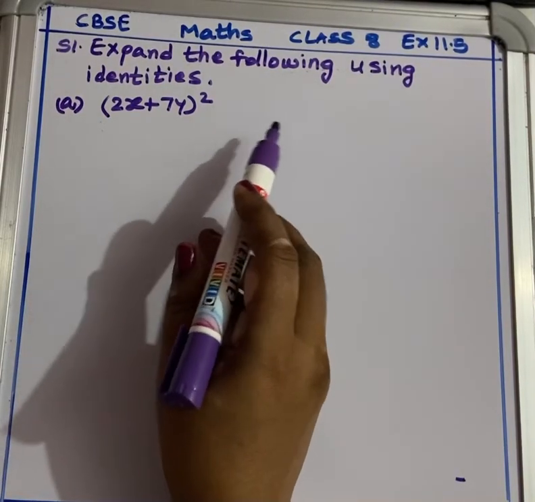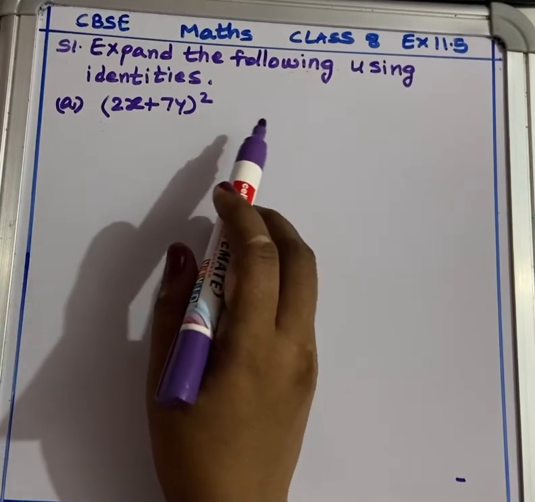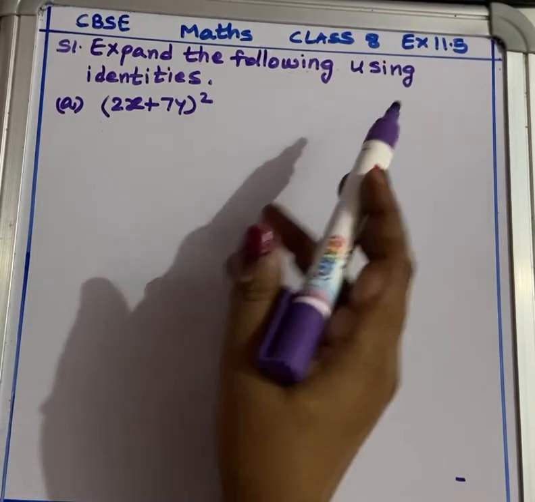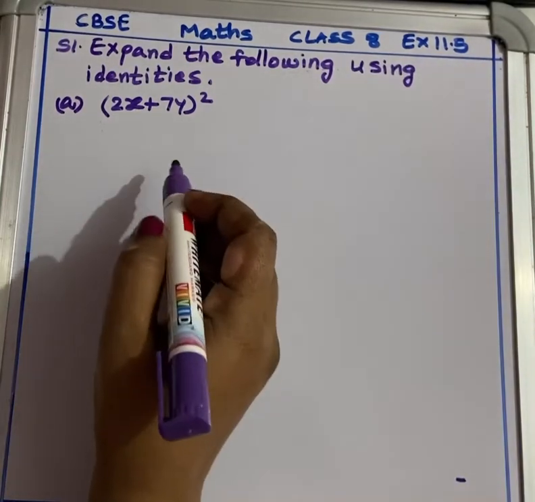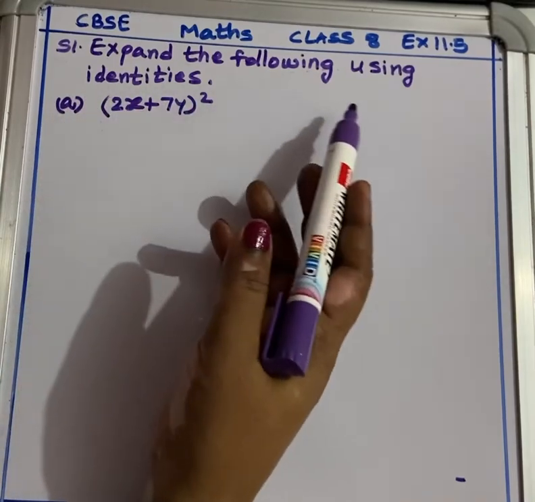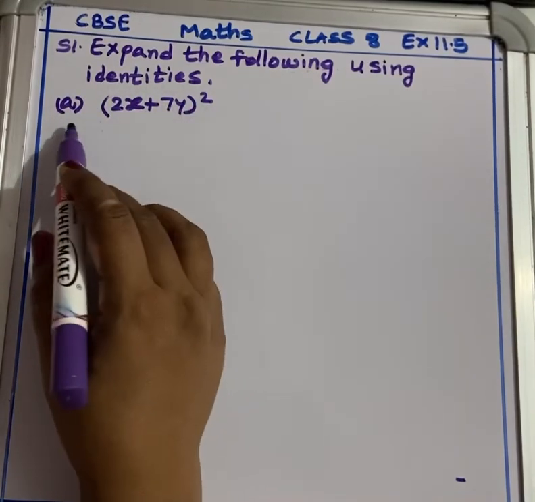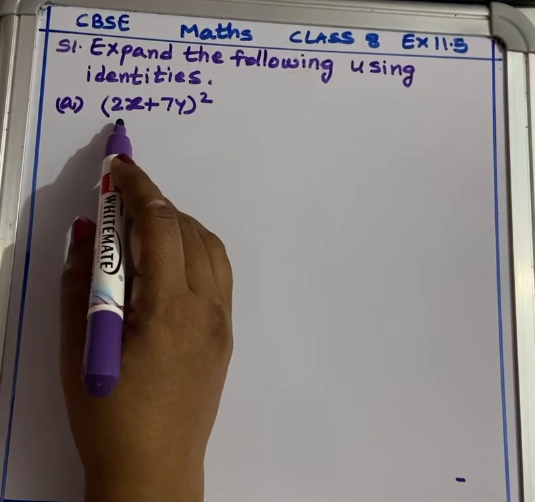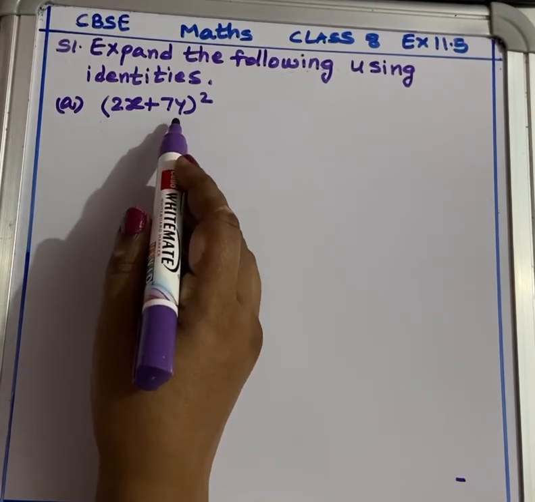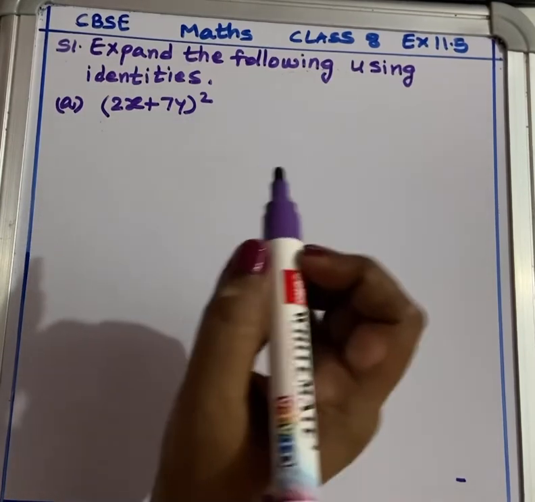In Maths today we are going to solve the sums of CBSE Class 8, lesson number 11, exercise 11.5. S1: expand the following using identities. In that, A: (2x + 7y) whole square.